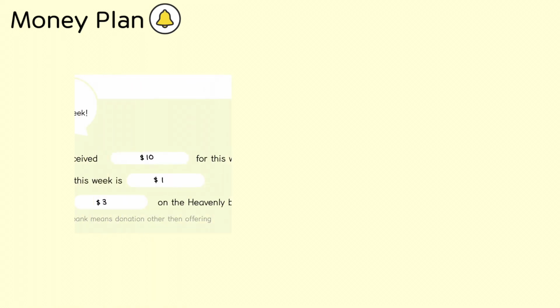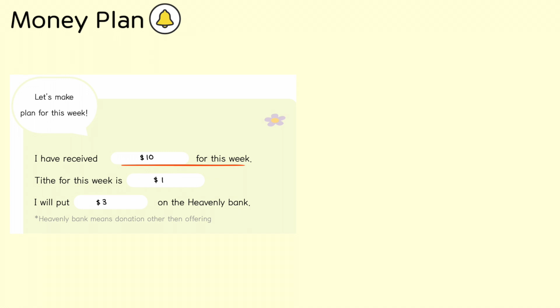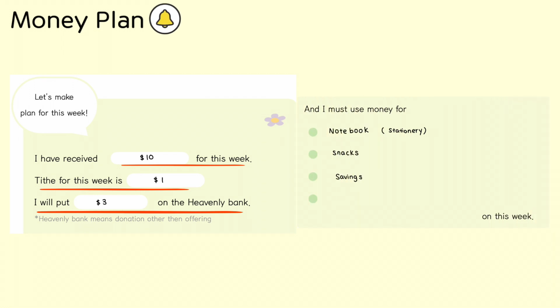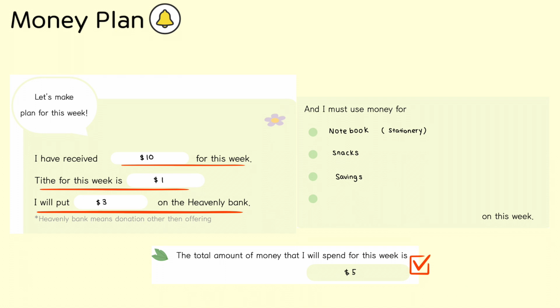Money plan. Let's organize a plan on money for this week. First, write down how much money you will receive this week and divide that by 10. This will be your tithe. Next, write down how much your tithe is and write down what you want to save and have in bank. Lastly, write down what you must spend this week and how much it will be when you add all these amounts below.